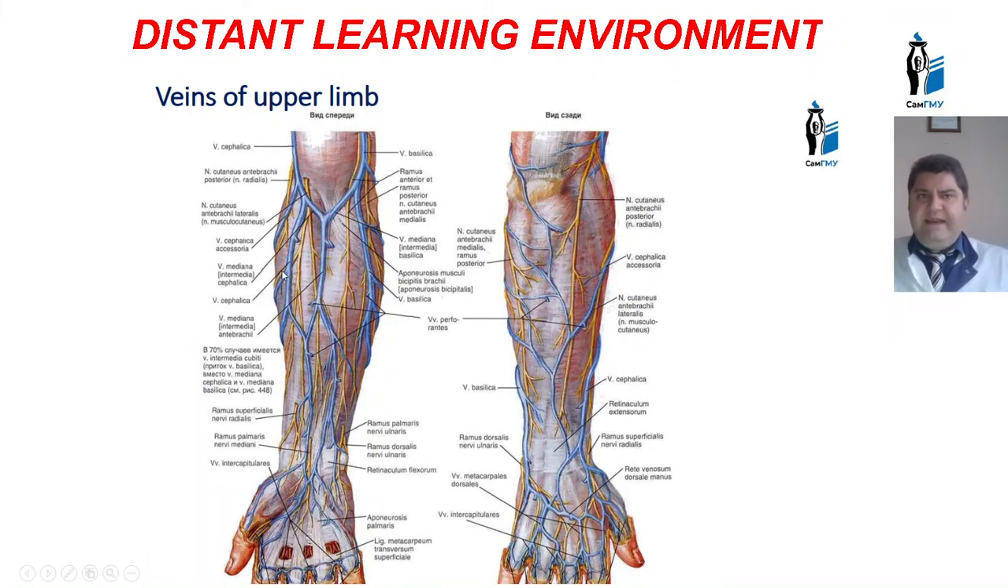So you may see the venous plexus. You may see that there are different veins here. They have variations in morphological cases, and now let's talk about constant veins.